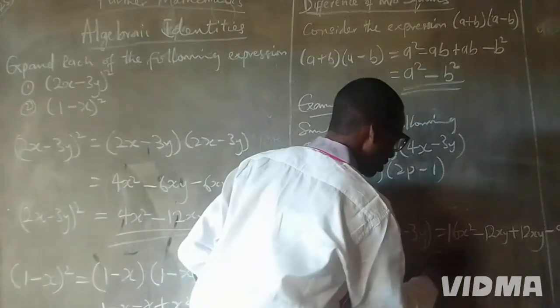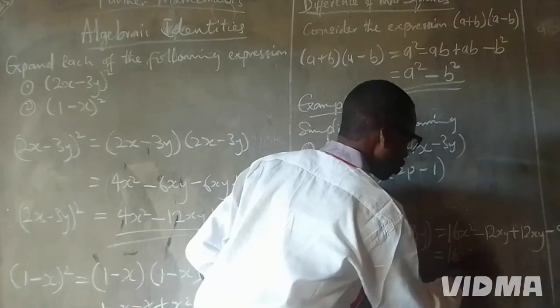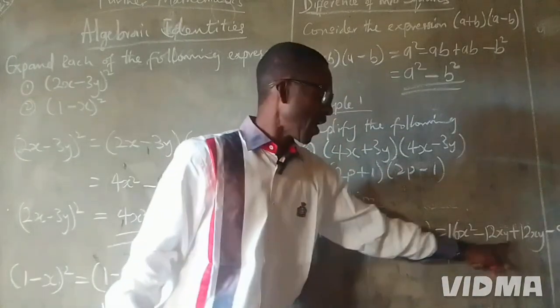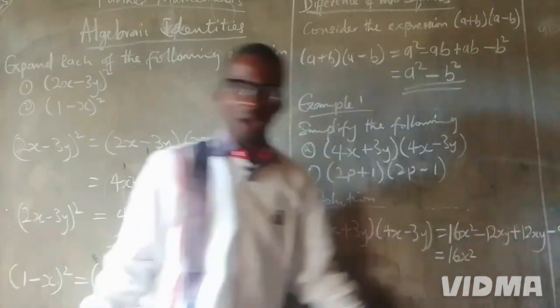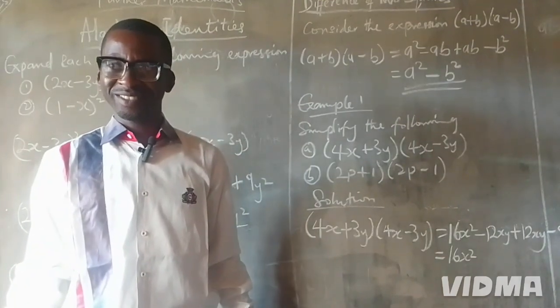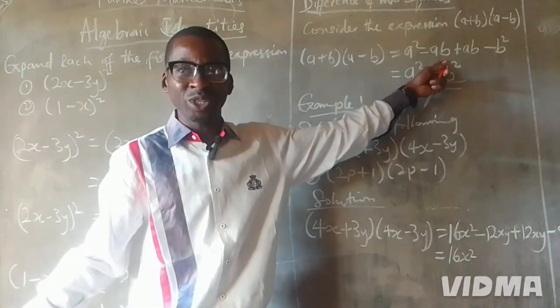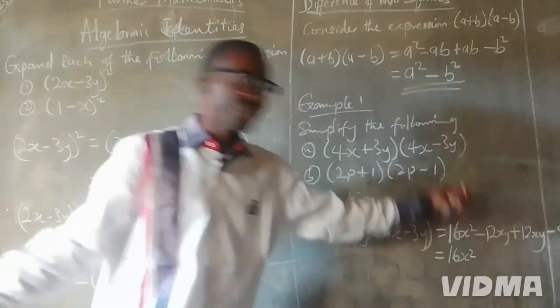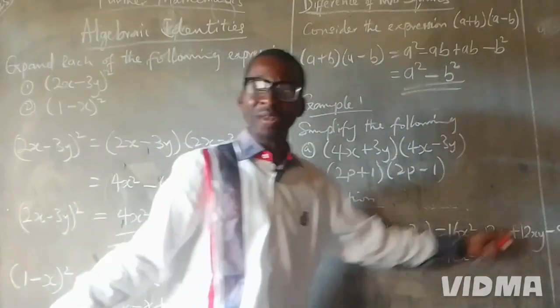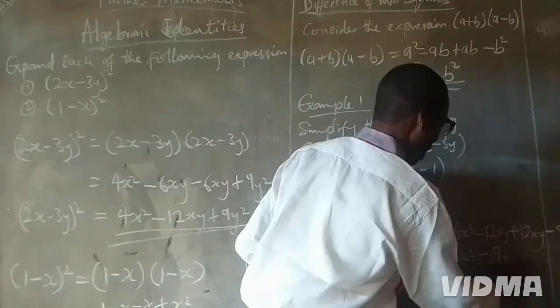Yes, we're doing the same thing. 16x squared minus 12xy plus 12xy. What do we get? Yeah, it's 0. Just the same method here. If you bring it to the front, it's the same. It is not minus minus, it is minus and plus. It becomes 9y squared.